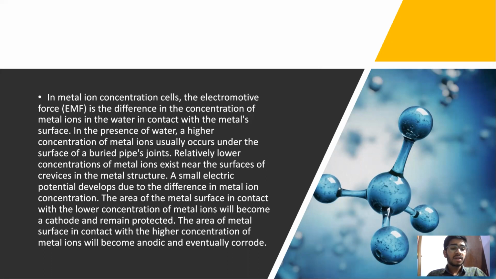In the presence of water, the higher concentration of metal ions usually occurs under the surface of carried pipe joints. Relatively lower concentration of metal ions exists near the surface in metal structures. A small electric potential develops due to the difference in metal ion concentration. The area of metal surface in contact with the lower concentration of metal ions becomes a cathode and remains protected. The area of metal surface in contact with the higher concentration of metal ions will become anodic and eventually corrode.